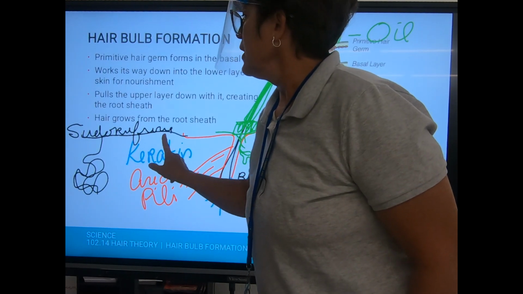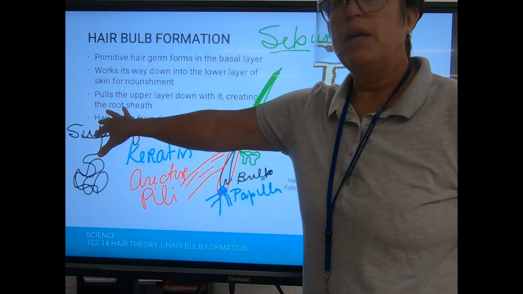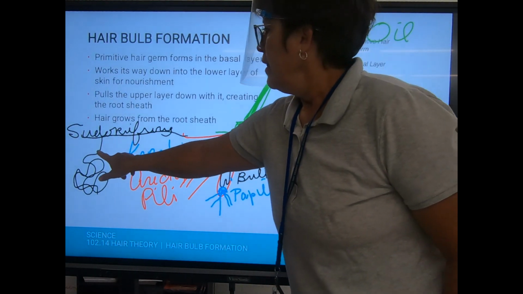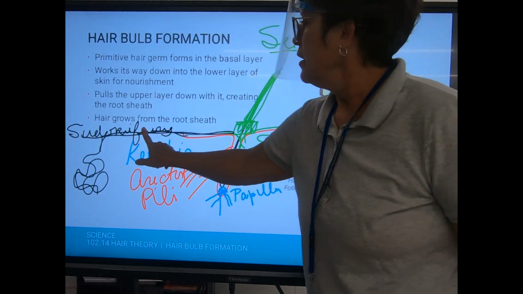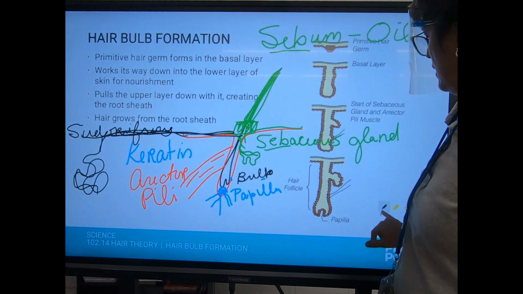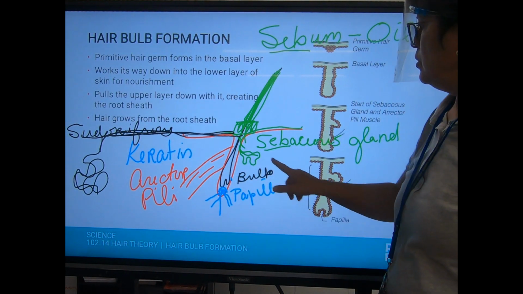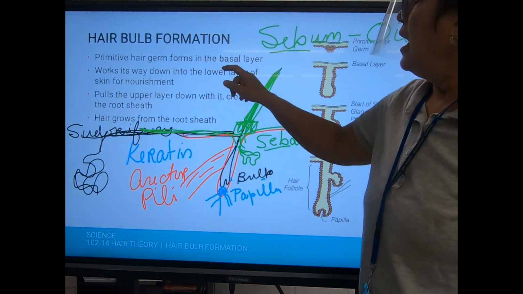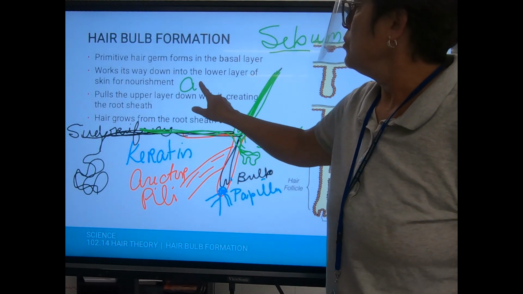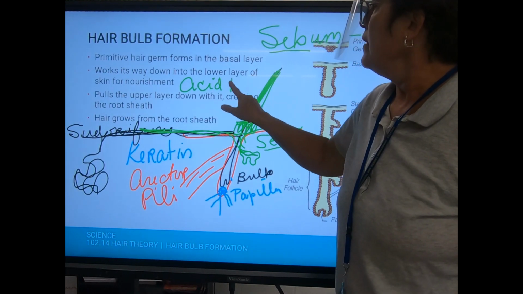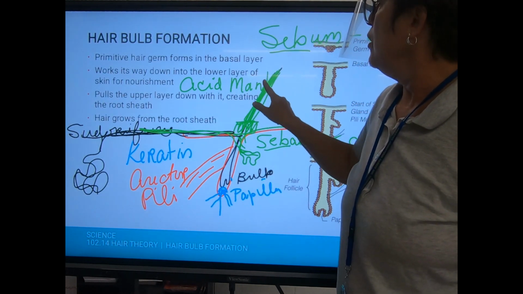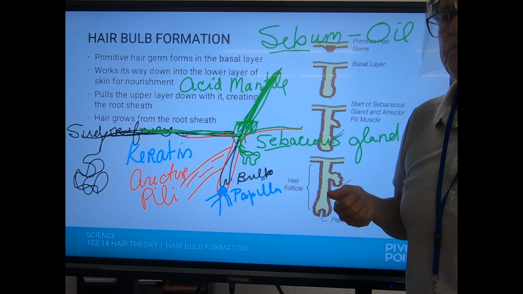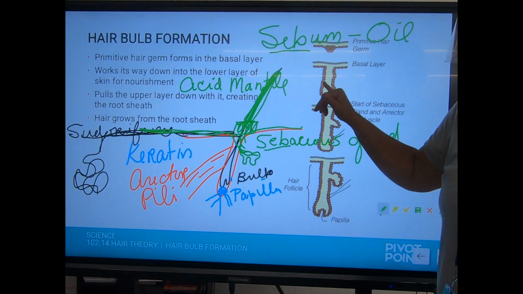The sudoriferous gland. Okay, this is where my sweat is coming out. This is where my oil is coming out. This also comes out and it starts mingling with the oil from my sebaceous gland. And when the two mix, I get an acid mantle. Okay, this is a protective layer on my skin and my hair that keeps bacteria out. Right, so we learned all that.